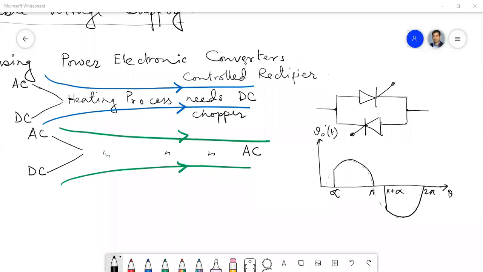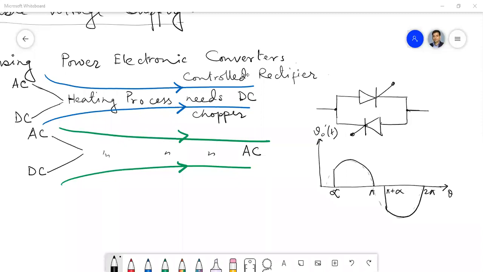Sir, single phase half wave, full wave, three phase half wave, three phase 180 degree and 120 degree, PWM. Half bridge, full bridge, then push pull. Have you studied push pull inverter? Okay. Sir, I haven't studied.